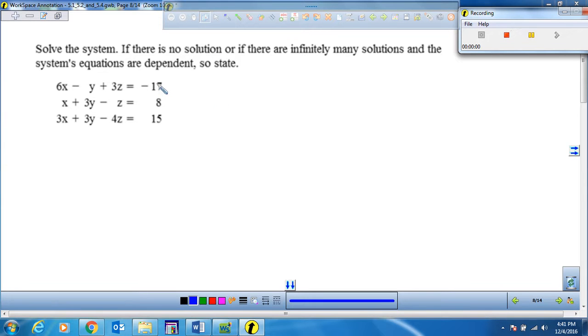On this problem, solving a system of 3 equations in 3 variables, we're going to solve for x, y, and z. So the answer at the end is going to be, instead of an ordered pair, an ordered triple. And we're going to find even the value for z, not only for x and y.